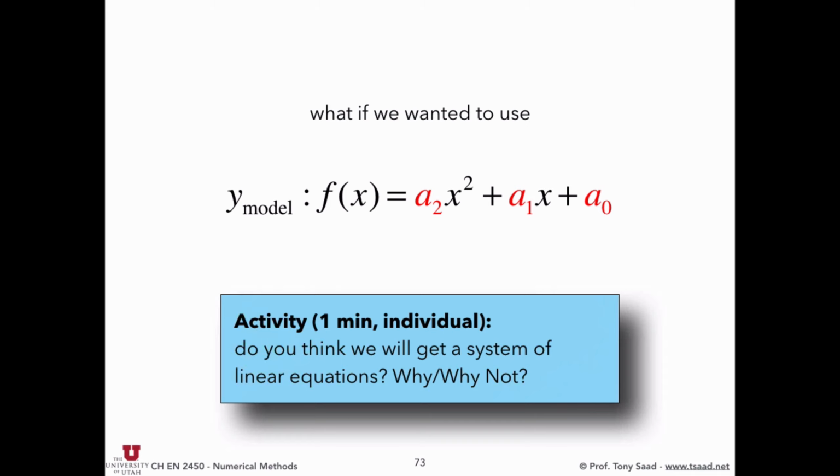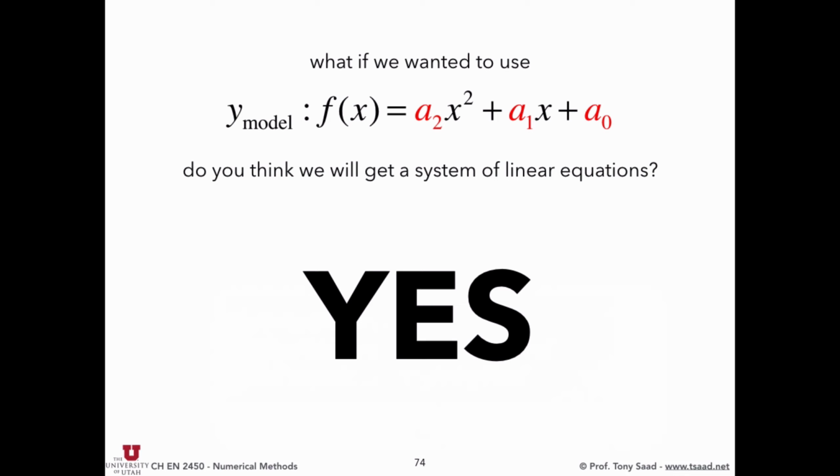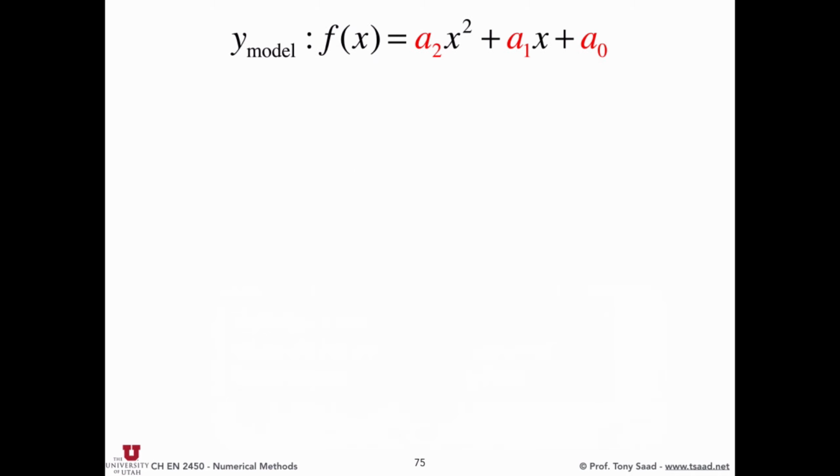Okay, so we're going to derive this and show you that actually, yes, you will get a system of linear equations. That's why it's called linear regression. Although we're fitting a quadratic, and we're going to fit an nth order polynomial later on, we are still going to get a linear system of equations. So that's why it's called linear regression. Okay, not because we're fitting a straight line. Okay, be careful. All right.